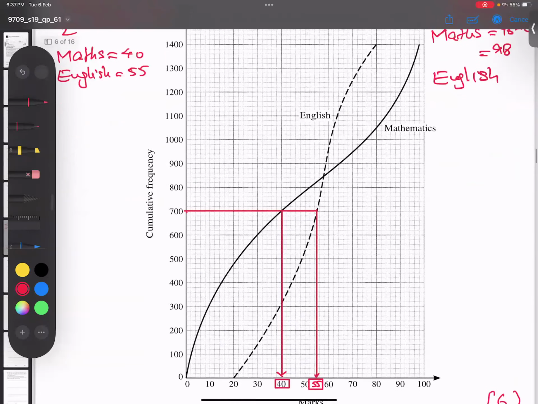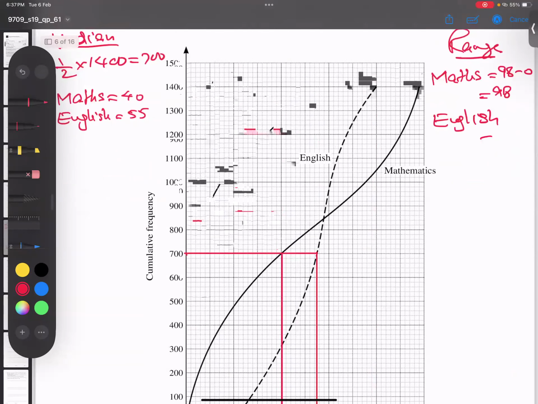And English: this point is very clear, it is 80, and this is here 20. So 80 minus 20 becomes 60. I write directly, so the English range is 60. So I think the idea is very clear.